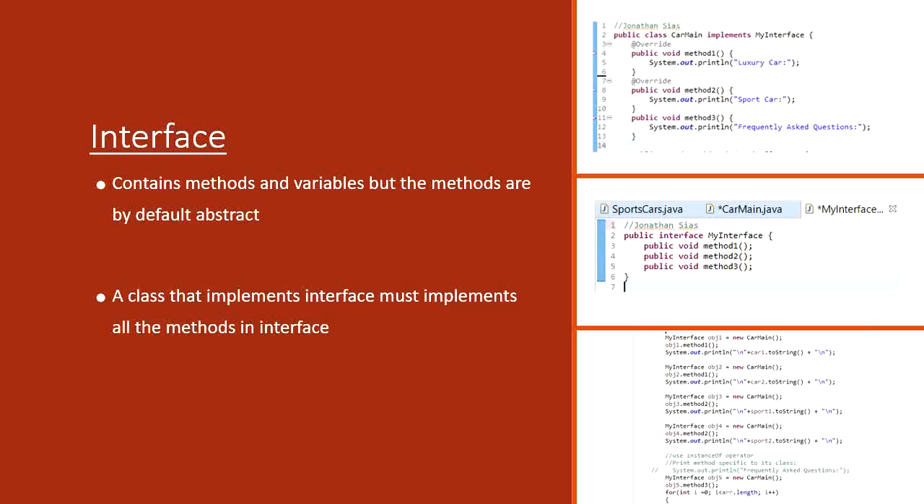the picture. We have my interface object one, obj1, my bad, equals new car main, and then obj1 dot method. So this is calling the methods, and this will spit out what we want, which is the system out luxury car, because it's method one. And it's going to be doing the same thing with the other two methods.